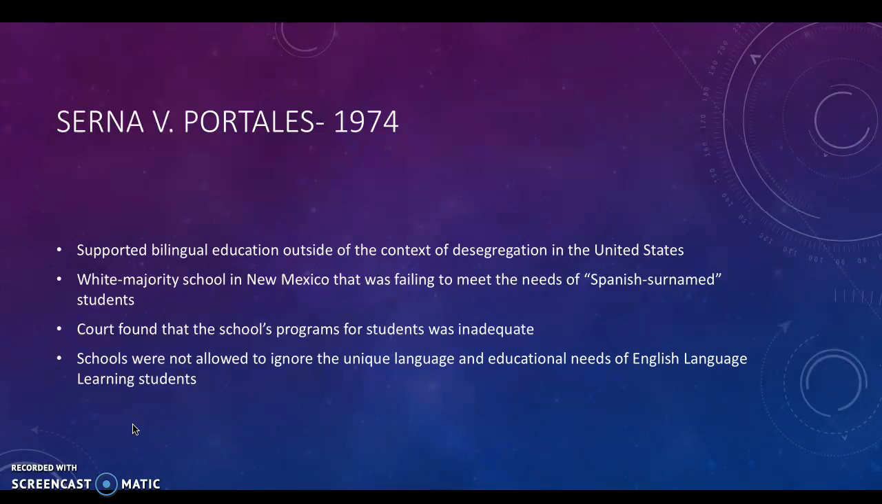Just like Lau, also decided in 1974, these schools were not allowed to ignore the unique language and educational needs of their English language learning students. The court mandated that they completely remodel their program and expand it to meet the needs of these Spanish surname students.